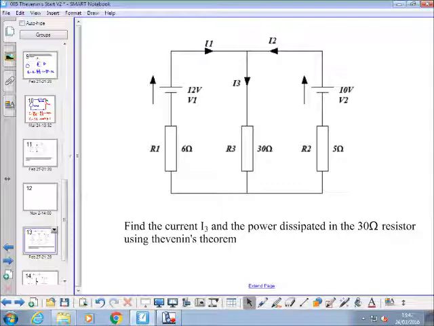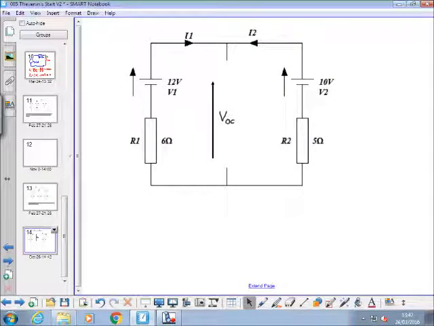So first thing we've got to do for Thevenin's is remove the resistor of interest and create two terminals, A and B. Yeah? And then we've got to try and find what the volt drop is across those two terminals. Yeah?